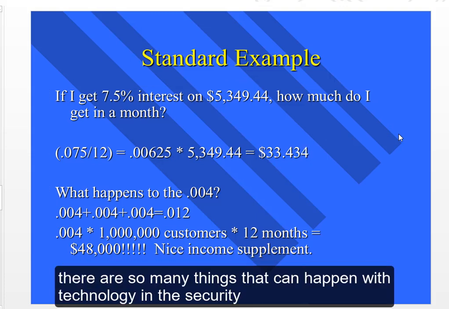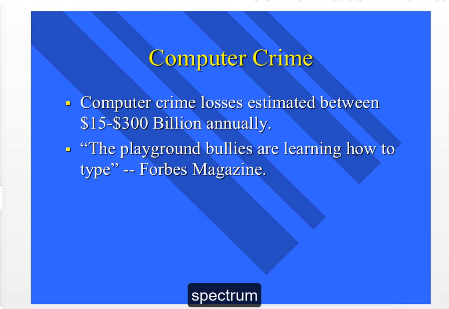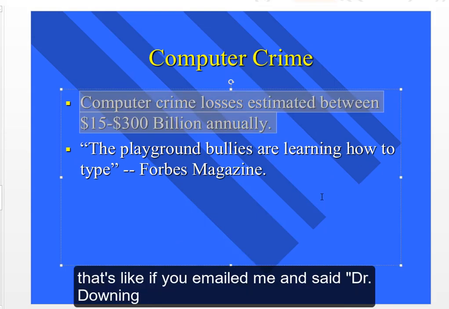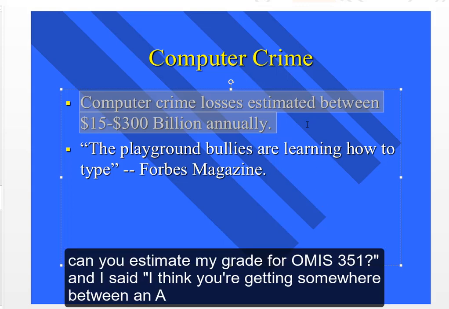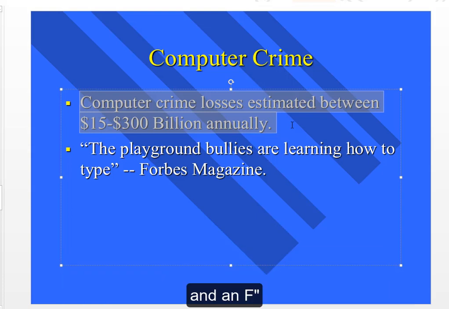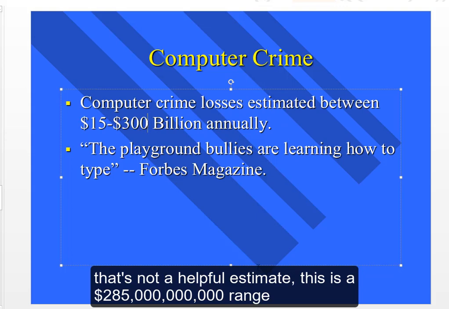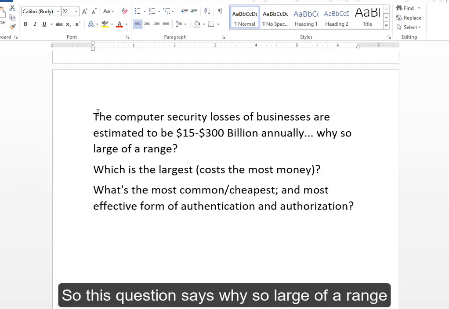But he directed it to his account and made a ton of money. There's so many things that can happen with technology in the security spectrum. Look at this range. That's like if you emailed me and said, Dr. Downing, can you estimate my grade for OMIS 351? And I said, yeah, I think you're getting somewhere between an A and an F. That's not a helpful estimate. This is a $285 billion range. So this question says, why so large of a range?